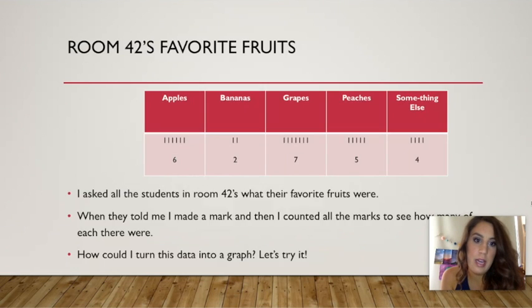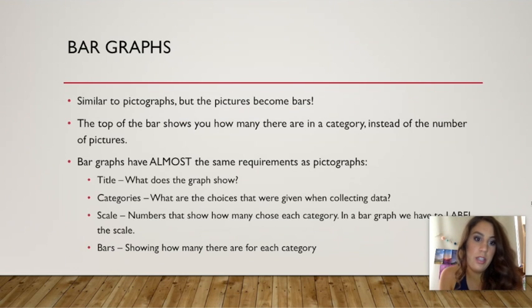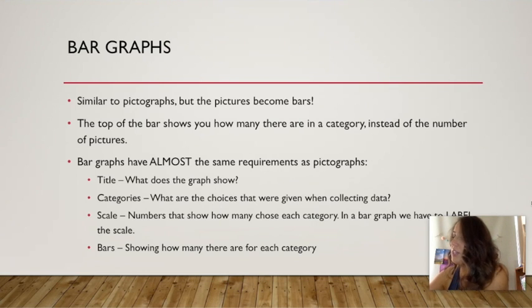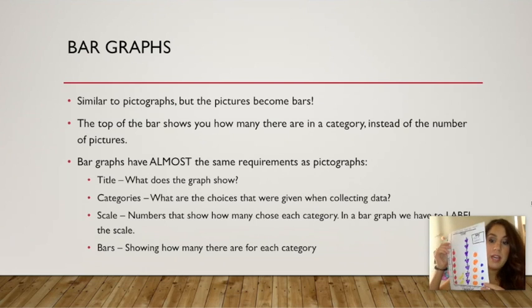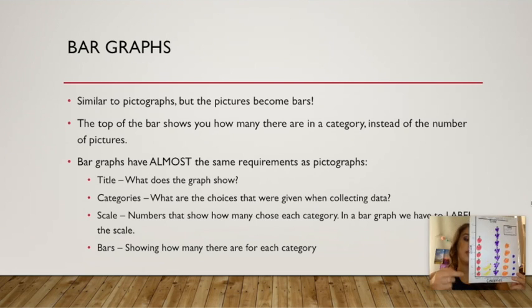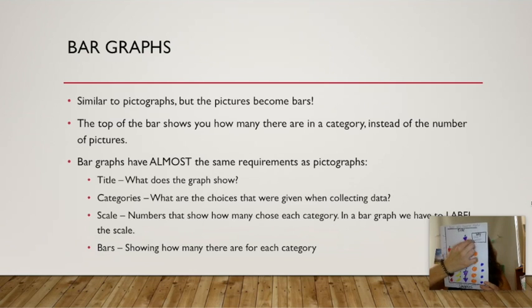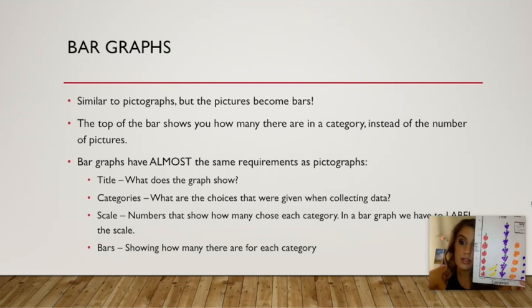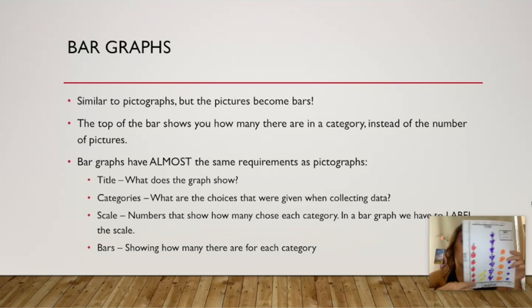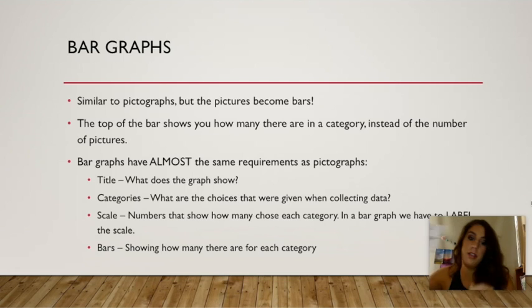So I'm going to click through the bar graphs. They are similar to pictographs, but the pictures become bars, and I'm going to be showing you an example in just a moment. So the top of a bar shows you how many are in a category rather than the number of pictures. So yesterday, we used the pictures to tell us how many are in here, right? We could count and say, okay, 1 fruit equals 1 person. So I have 1, 2, 3, 4, 5, 6 people who like apples. Today, these pictures are going to turn into bars.